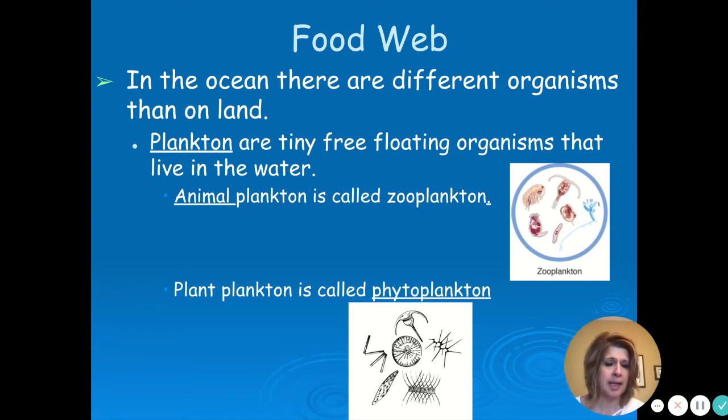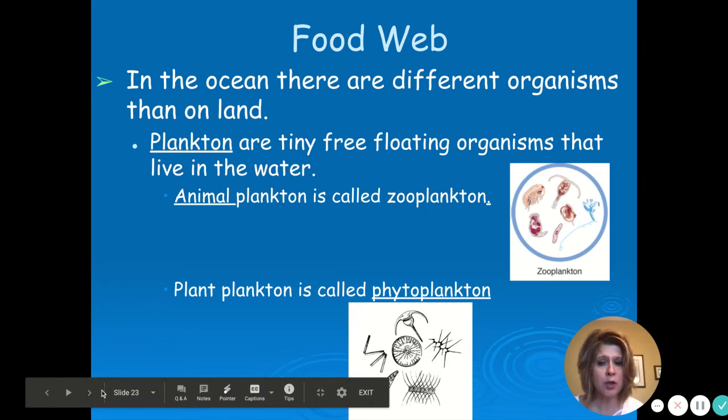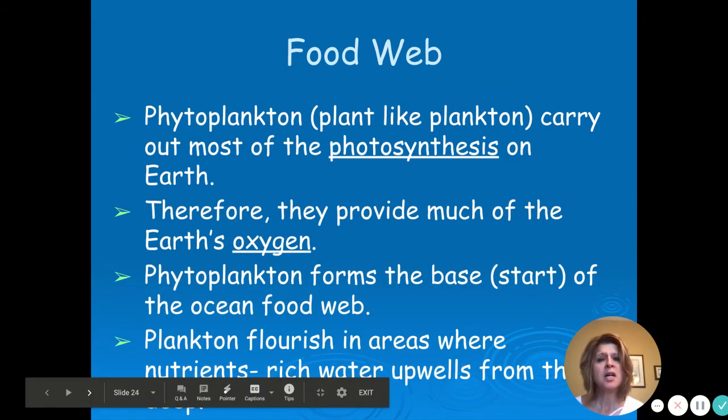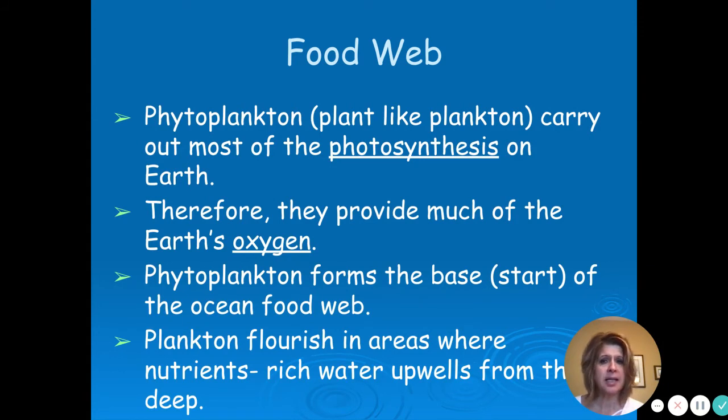Now, plant plankton, as we talked about in the ocean environment notes, is known as phytoplankton. They are producers. They produce their own energy through a process known as photosynthesis, and they make their food. They are the most abundant producers in the ocean. Phytoplankton is a plant-like plankton that carries out most of the photosynthesis on Earth, which means they give us most of our oxygen on Earth. Yay, phytoplankton! Therefore, they provide much of the oxygen on Earth.